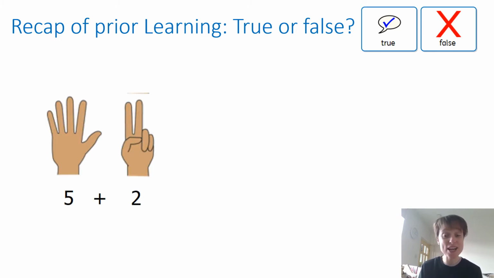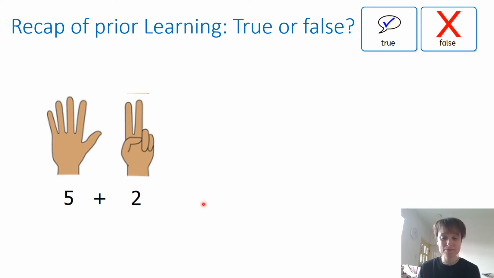Okay, so the first thing I thought to do was to change that second addend so that instead of saying 5 plus 5, it now says 5 plus 2. And I know that the 5 represents the 5 fingers on this hand and that the 2 represents the 2 fingers on this hand.